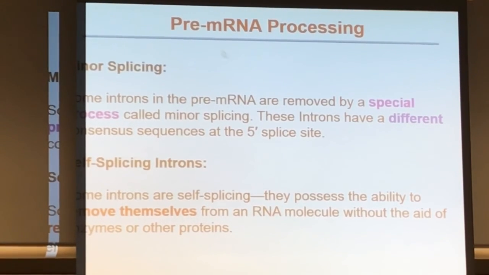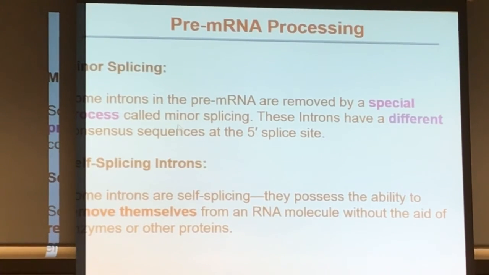Now you also have some small splicing mechanisms. Some introns in the pre-mRNA are removed by special processes called minor splicing. These introns have different consensus sequences at the 5' splice site. Even here the spliceosome machinery is involved, but these are referred to as minor splicing events.